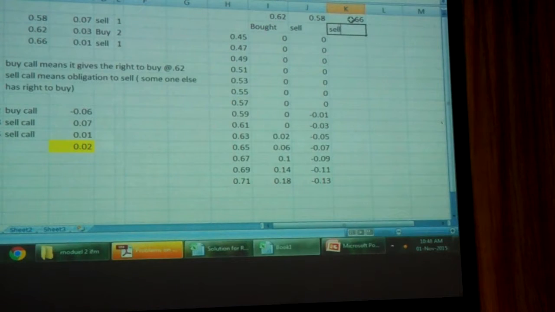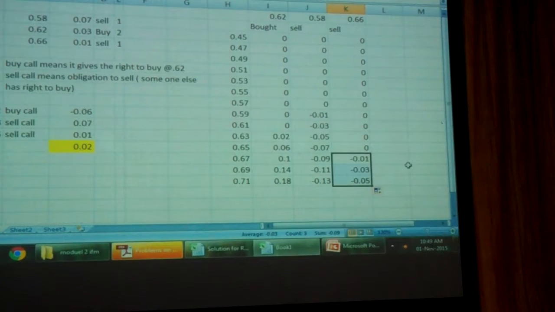Sell. This is also you have sold. You have given someone else a right to buy at 0.66 by keeping an obligation to sell at 0.66. If it is 0.45, will that person come and buy from you? No. So this person will not come to you till 0.65. Correct? Yes. When it goes to 0.67, he will come to you, because you have to sell him at 0.66. So that is his profits. Correct? Any questions?